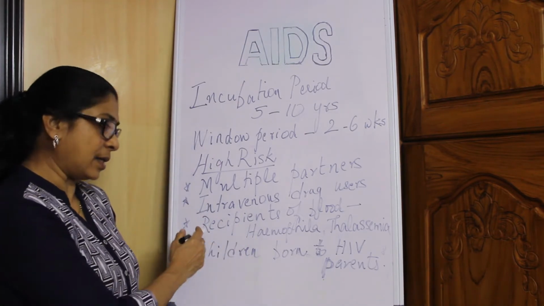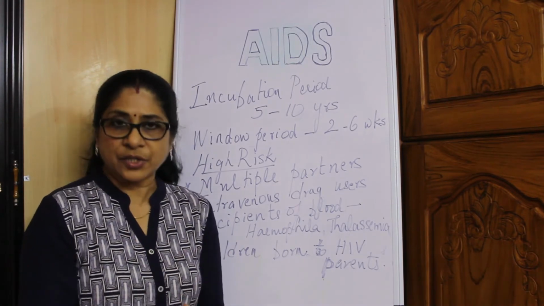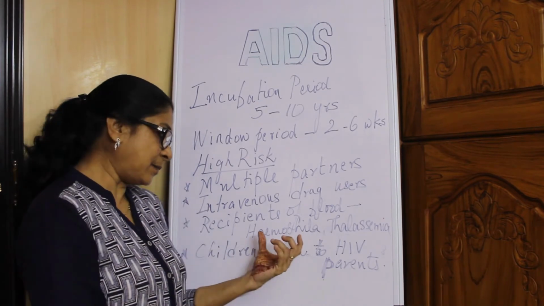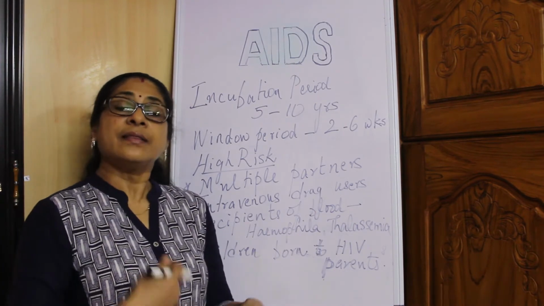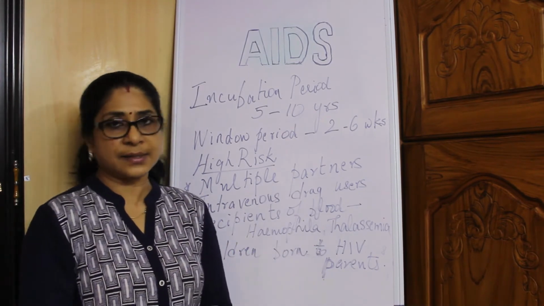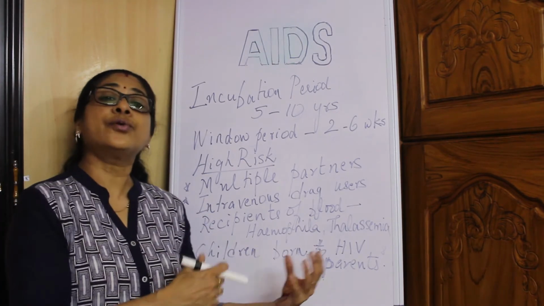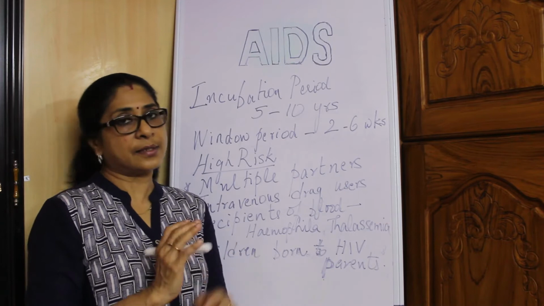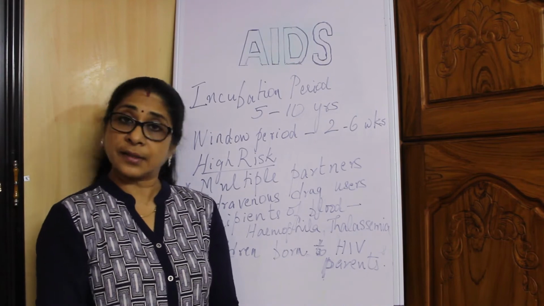The third are the recipients of blood as well as blood products. There are patients who require blood and blood products on a regular frequency, especially patients like hemophilic patients or thalassemia patients. So they also fall into the high risk category. And the fourth category is children who are born to HIV parents. Such children also fall into the high risk group. So these are the four categories of high risk group.